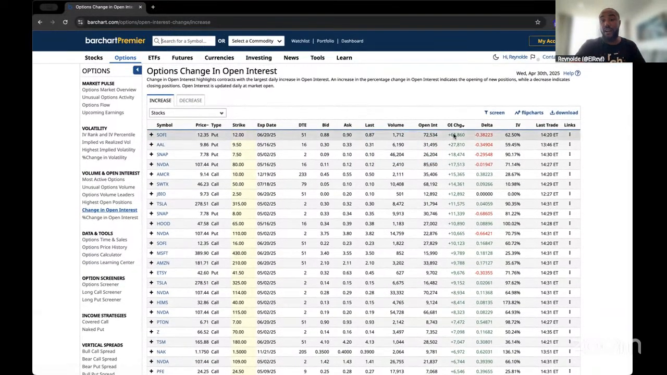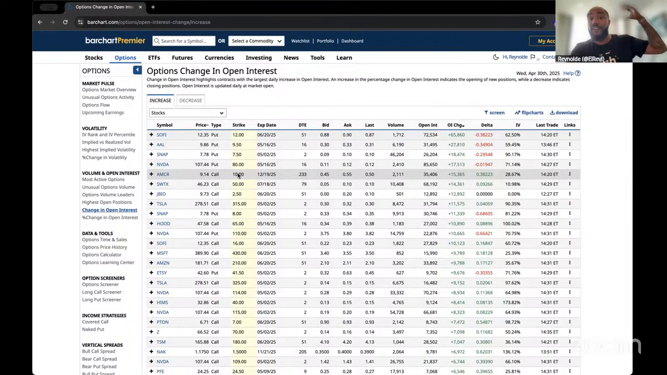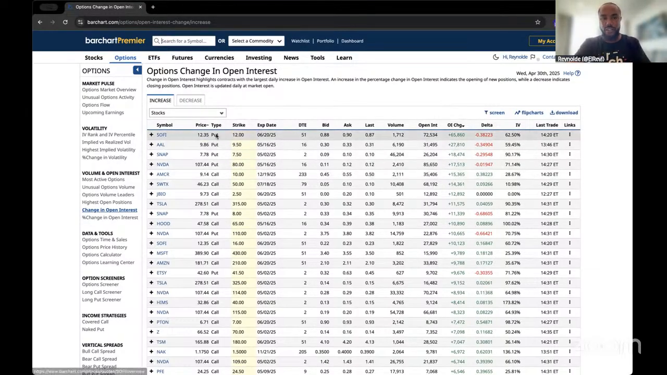So I can see, okay, there's been an increase in 65,000 contracts for this put on SoFi. And this is for June. So you'll see the days to expiration. So you can see these larger dates. Maybe they're looking for some larger move in the future. But you can see that there's an increase in these particular positions. All right. So you can see here, SoFi puts, looks like a strike price of 12.